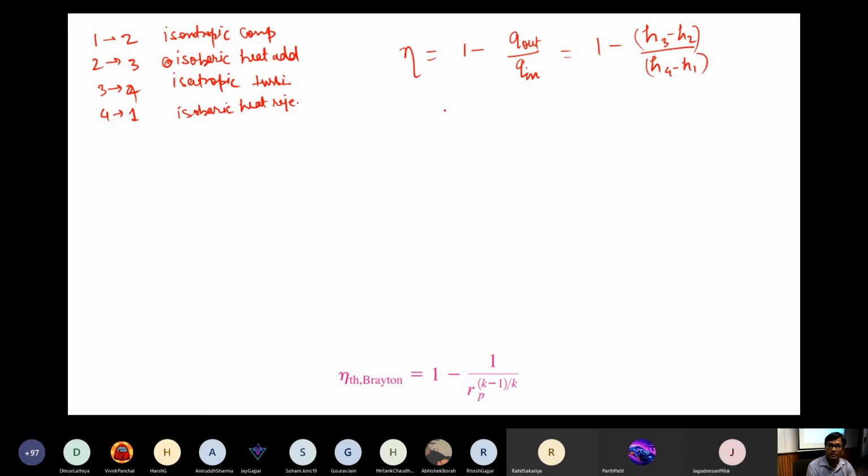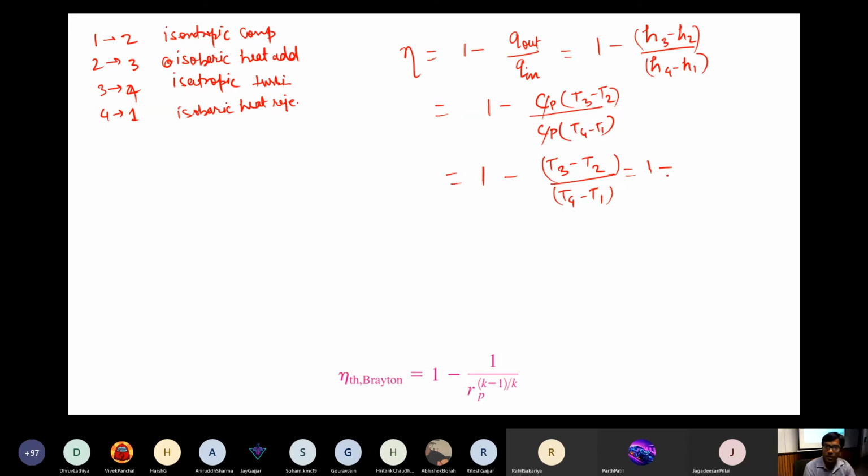Again, we can write this in terms of Cp dT. Cp will be cancelled since both up and down will be similar. So T3 minus T2, T4 minus T1. It can again be written as 1 minus T3 minus T2 over T4 minus T1. We can do one more step, 1 minus.